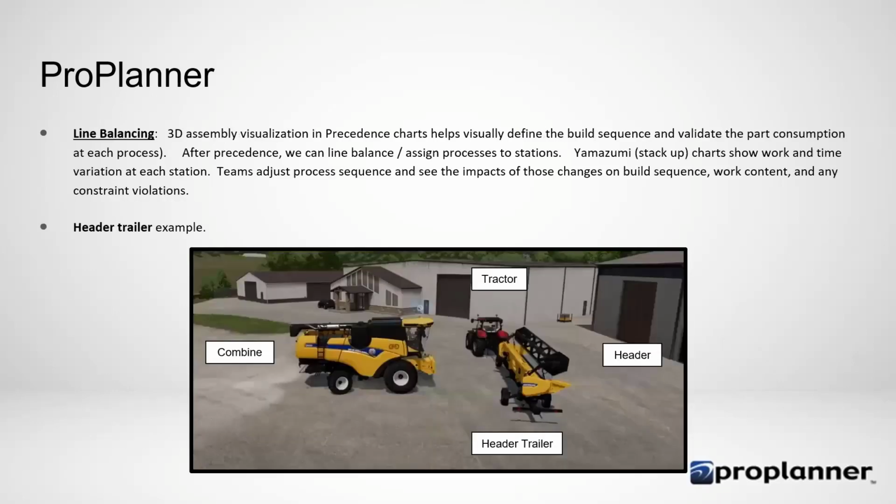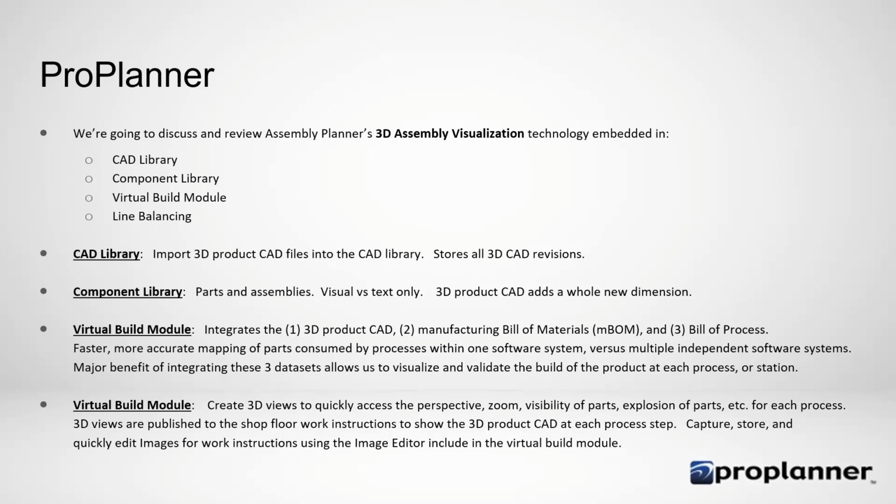In the virtual build module, we also integrate the 3D CAD module with 3D views. We make 3D views because the engineers creating the work instructions, defining the process, need to zoom into this particular part being consumed, hide this, explode these, and make that view that you're going to need in the future to work. You don't want to recreate these views. So that's what a 3D view is.